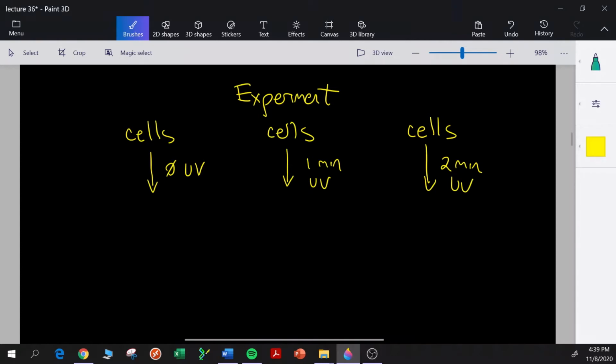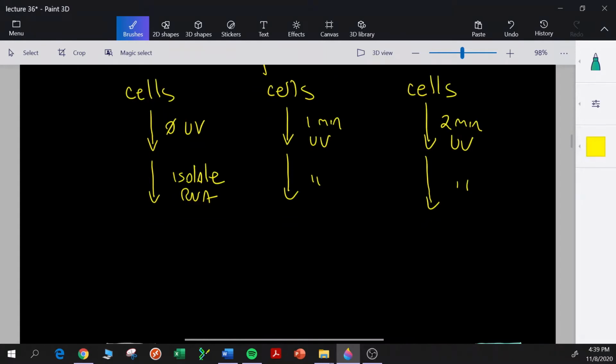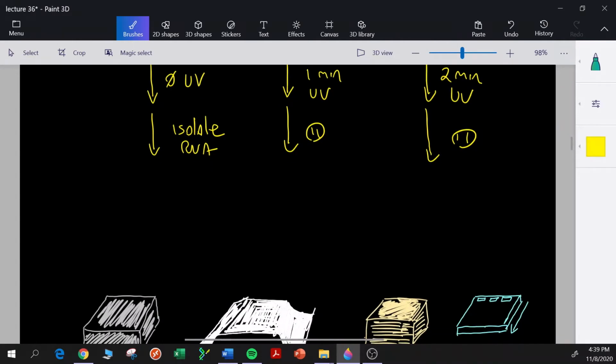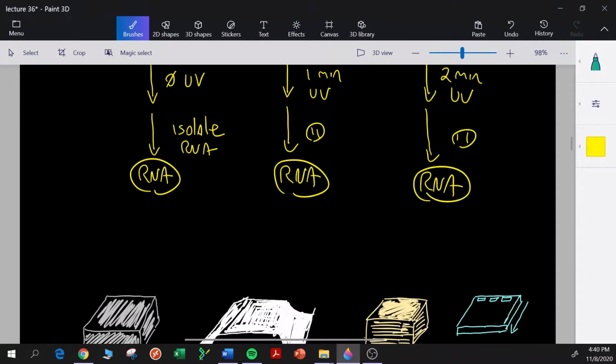Then after exposure of the cells to UV light, we would need to isolate the RNA, right? Isolate RNA. And I won't write out isolate RNA for each little arrow here. You know what I mean there. I'll put little quotation marks instead. So isolate RNA for each one. And then we're going to have RNA samples for each treatment there.